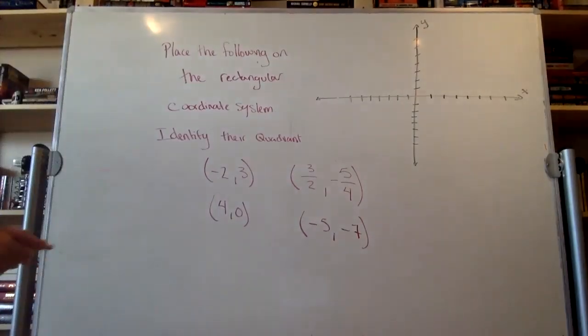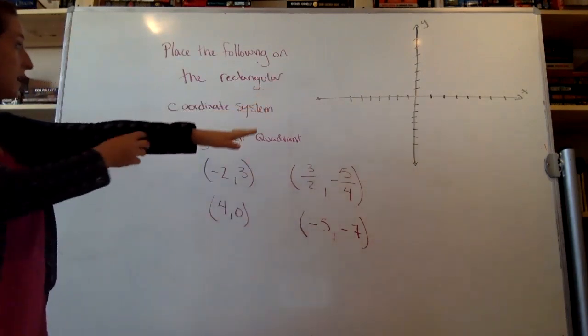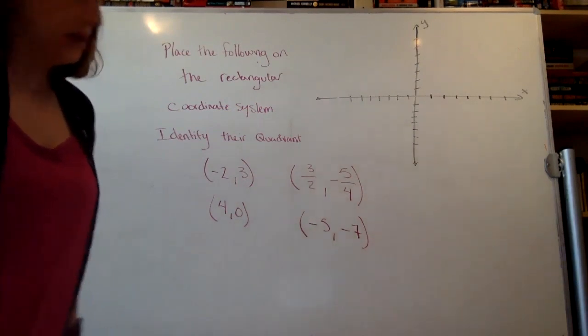Let's work a couple extra examples. So first, we want to place the following ordered pairs on the rectangular coordinate system. We're also going to identify their quadrant. All right, here we go.